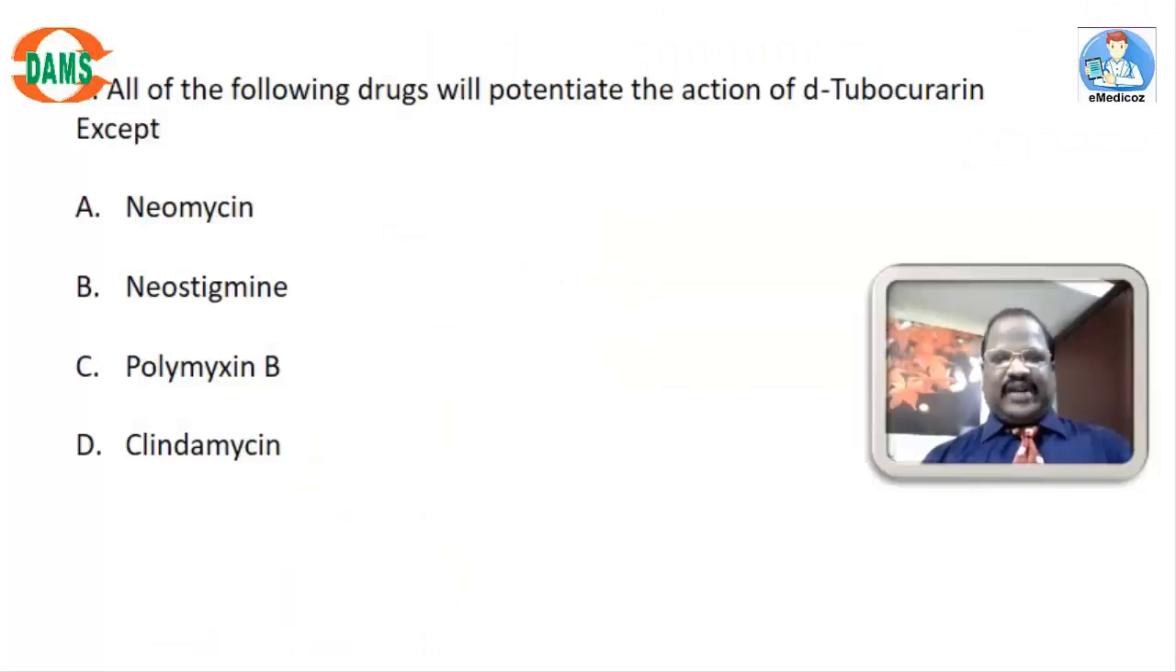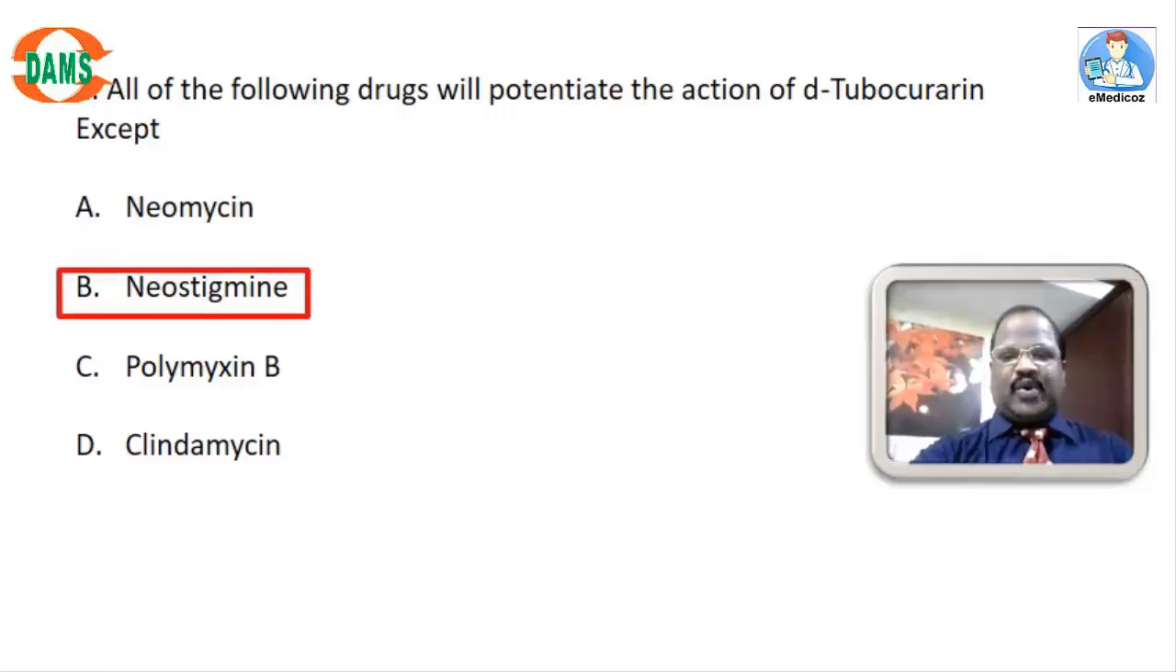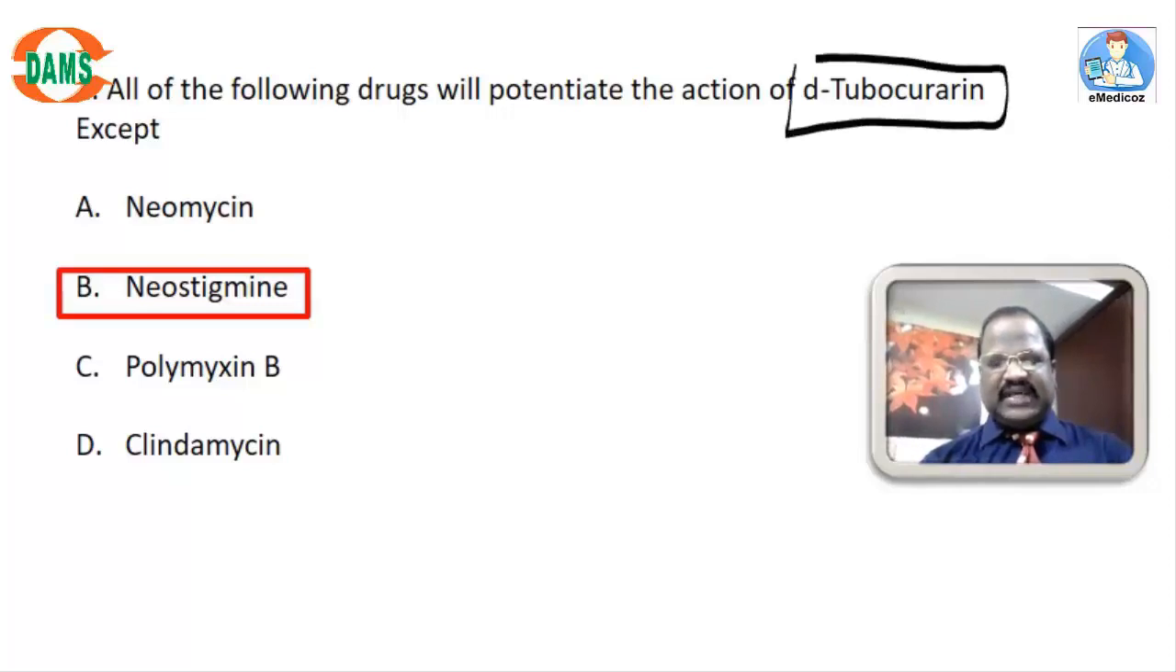All of the following drugs will potentiate the action of D-tubocurarine except; the options given are Neomycin, Neostigmine, Polymyxin B, Clindamycin. The right answer for this question is option B, Neostigmine. Why? D-tubocurarine is a non-depolarizing skeletal muscle relaxant.